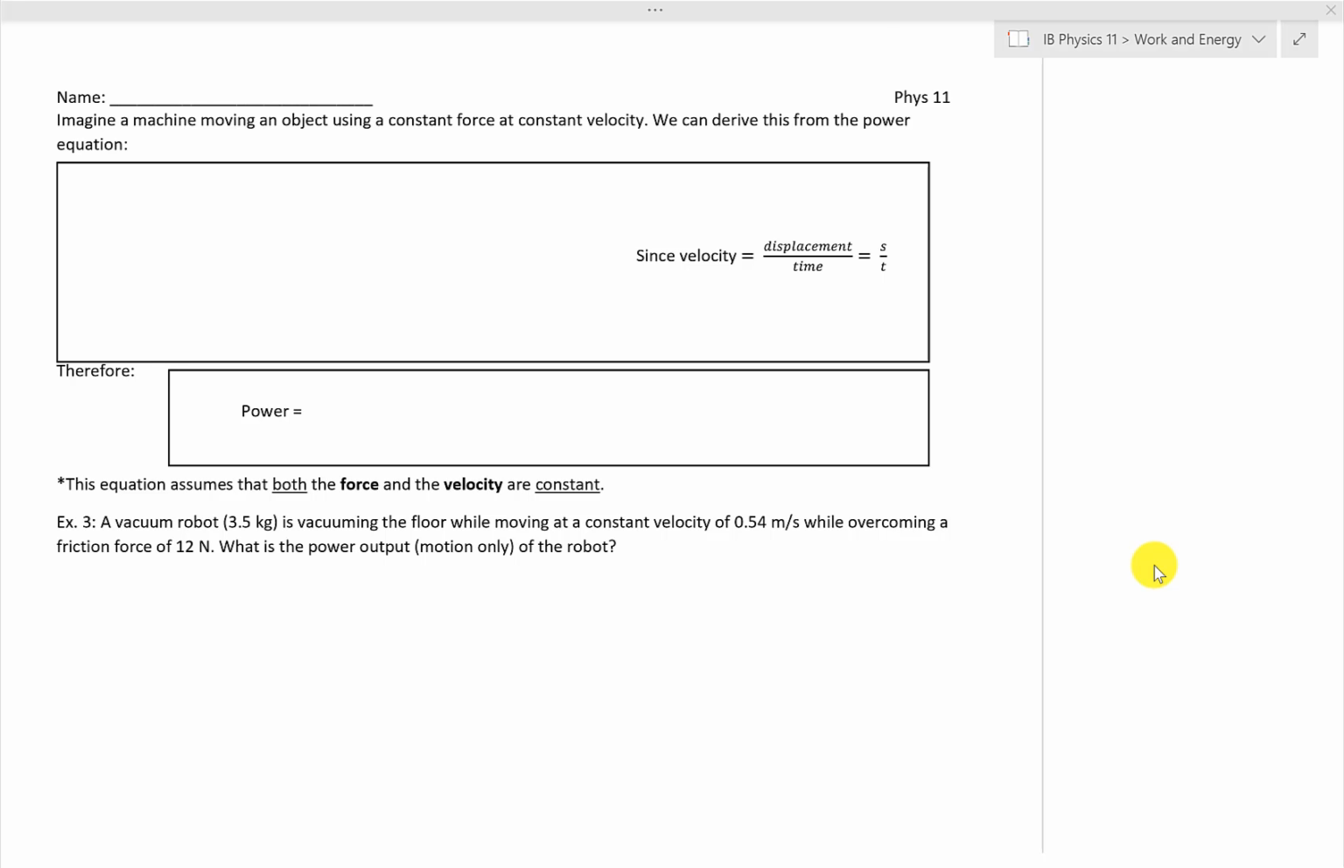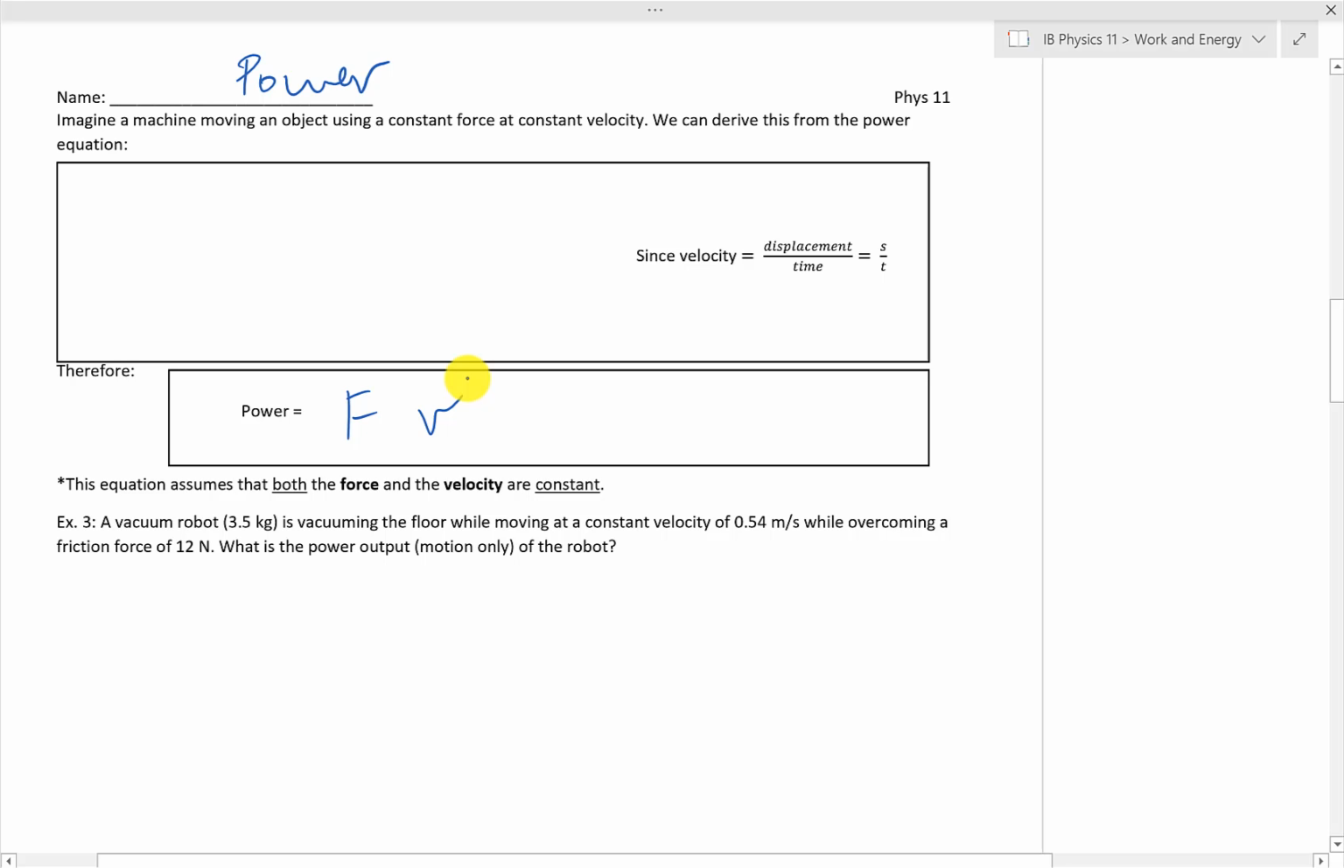This is another power and efficiency lesson, but this one is a continuation of what we were doing before on power. In this video, I am going to show you how we get this new equation, which is power is equal to force times velocity, as well as applying that in a question. So let's do a quick demonstration of how it can be derived. And I promise it won't be too long. So let's get to it.